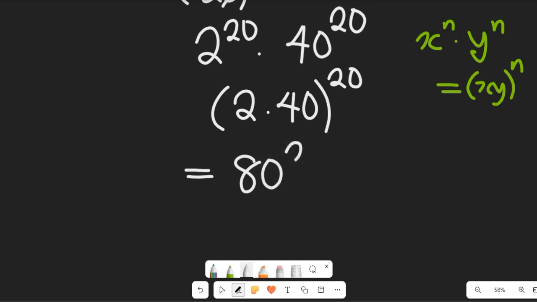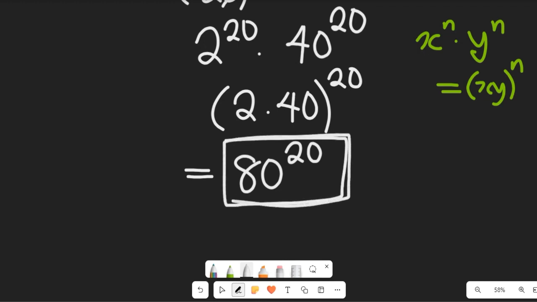Now, many can look at this expression and say, yeah, I can simplify this to a simpler term. Of course, we can simplify this to a simpler term if you try using some mathematical method. But for now, 80 to the power of 20 is the solution we've gotten, and we are going to leave it at that.